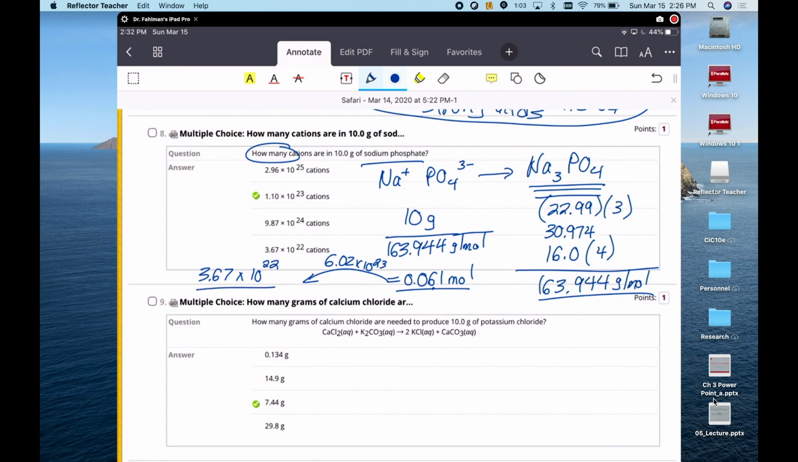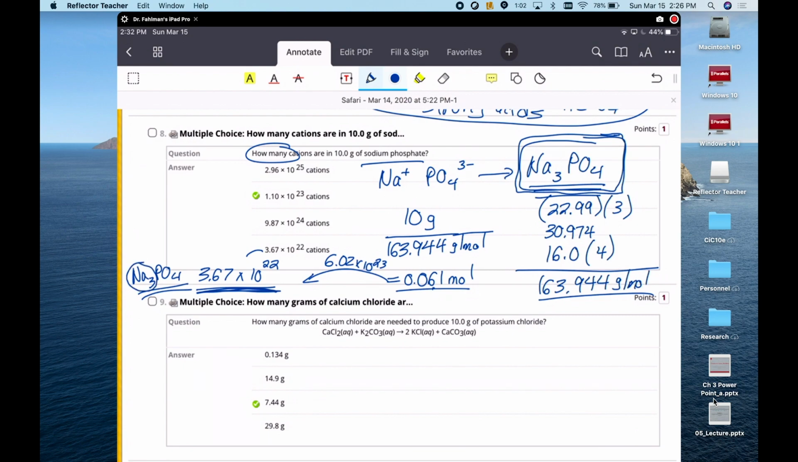Okay, so that's one of the answers. Why is that not the right answer? Here it's noting that for this whole compound, that's how many we have: 3.67 times 10 to the 22nd Na3PO4 units. But this is asking how many cations.